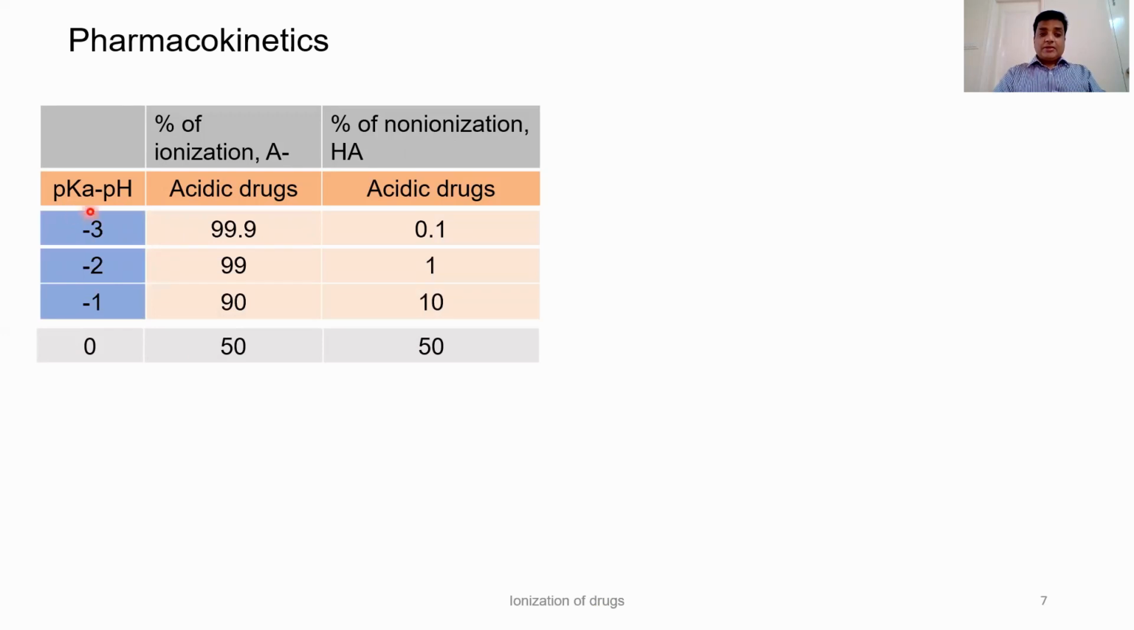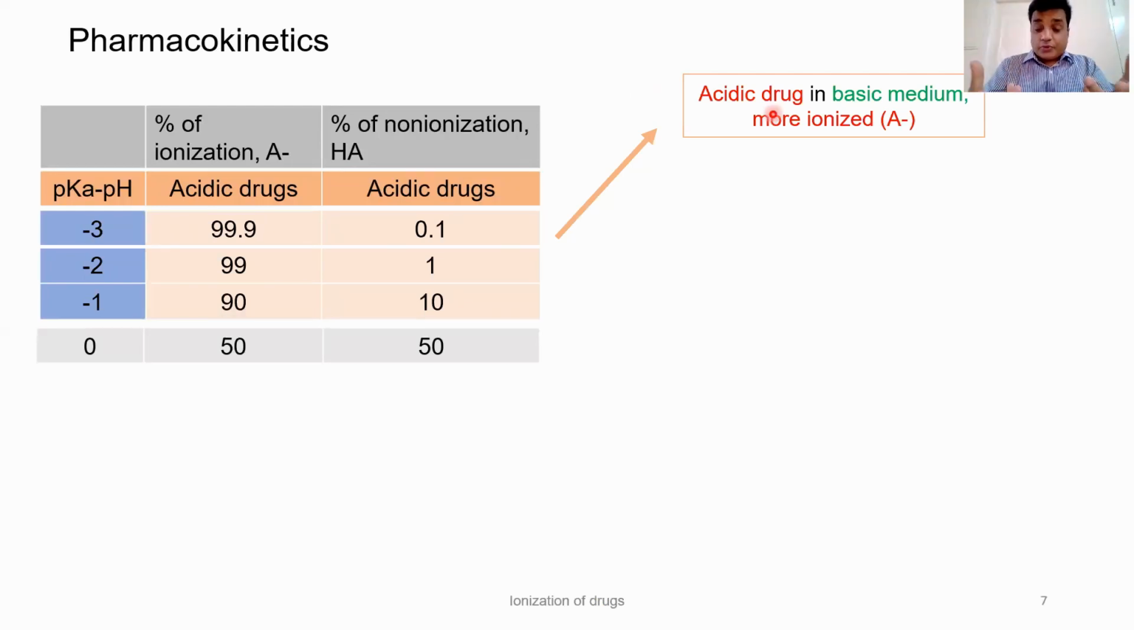When the pKa minus pH, this is for an acidic drug, is negative, -1, -2, or -3, it means that the acidic drug is kept in a more basic medium. An acidic drug donates protons. A basic medium is accepting protons. That's why it can donate protons and become more ionized. More means it could be 90, 99, or 99.9%. So it is more ionized.